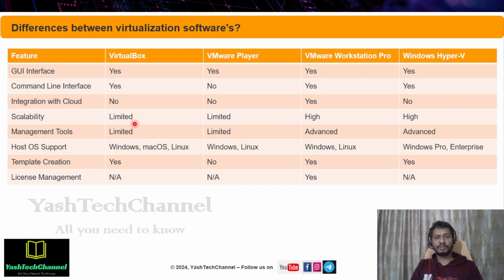Scalability is limited and high. And management tools, the way you configure and host your guest, all come under the management tools. Here we have limited tools, and advanced means you can launch, edit, modify, you can do everything. Host support is nothing but the guest machine support. Most of the time it can be Windows, Mac OS, or Linux, but here it's only Windows Pro, Windows Enterprise, all of which come under the host operating system.